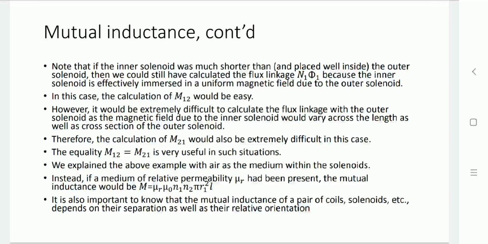Here, if instead of air within the solenoid we take any material, then instead of only mu 0 we have to include the permeability of the material, that is mu r. So in the M12 and M21 equations, instead of mu 0 we are supposed to replace it with mu 0 mu r. Right? So it is important to know that the mutual inductance of coils or solenoids depends on their separation as well as their relative orientation.